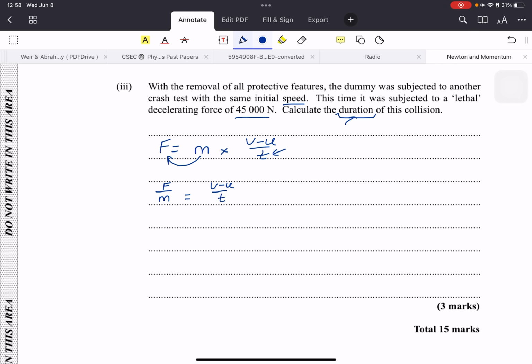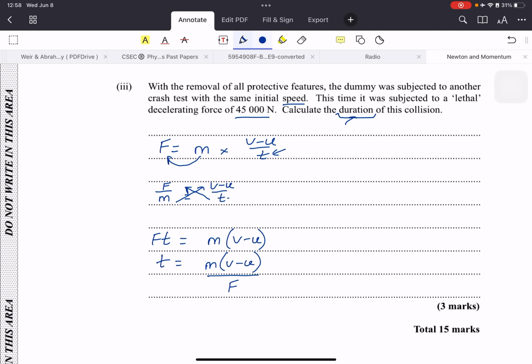The next thing that we need to do is to move this t from below here. So we need to multiply both sides by t, or you could just cross multiply instead, right? So you put the t on that side, you bring the m up on that side. That will work as well. So let's do that. We'll get Ft is equal to m multiplied by (v minus u). And finally, to make t the subject of the formula, we just divide by F. So you get m multiplied by (v minus u) all over F. And that's how we could make t the subject of the formula and find it.